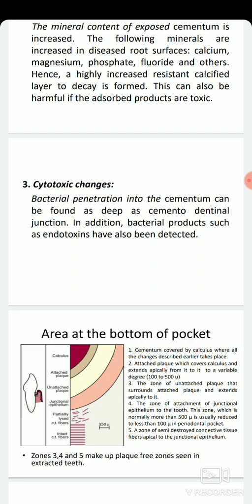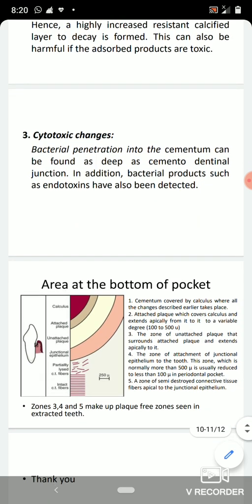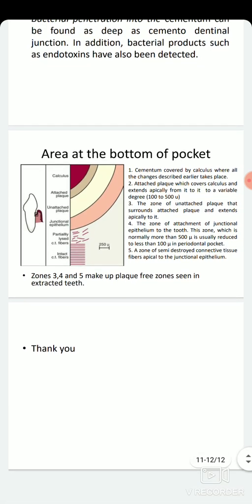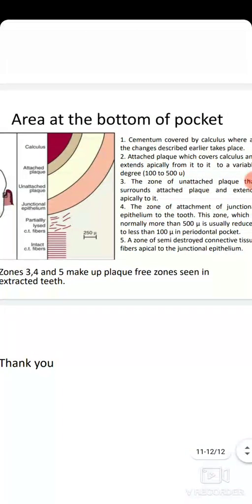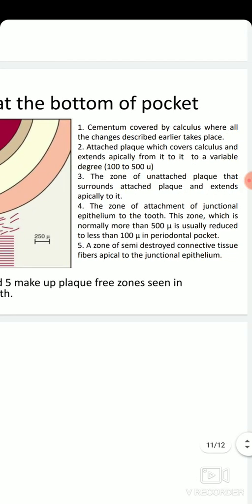There are some common areas in roots that are exposed by periodontal disease, and these areas are of no particular significance. The area at the bottom of the pocket is divided into 5 zones. The first zone is cementum covered by calculus deposits, where all the changes described earlier take place.